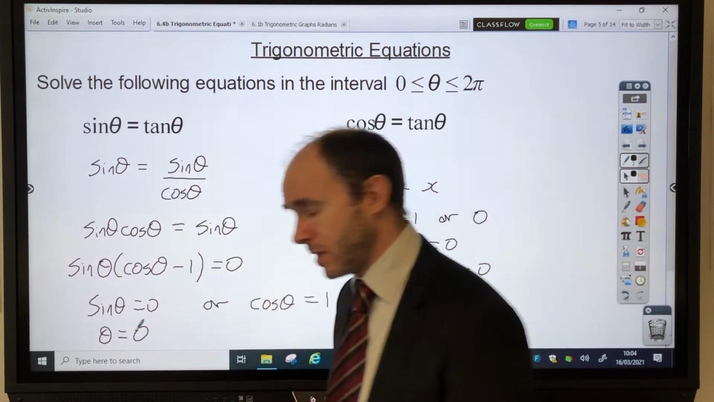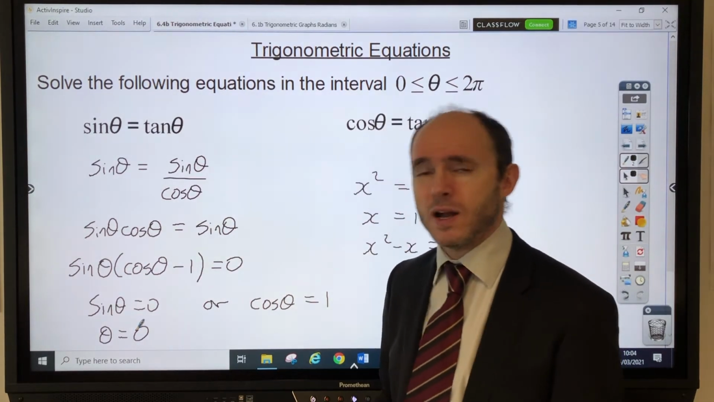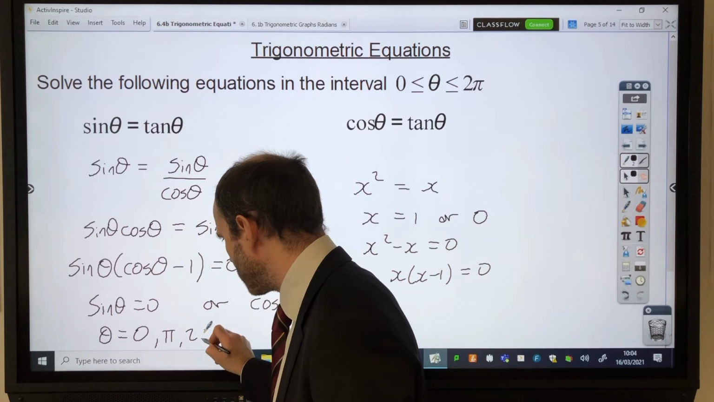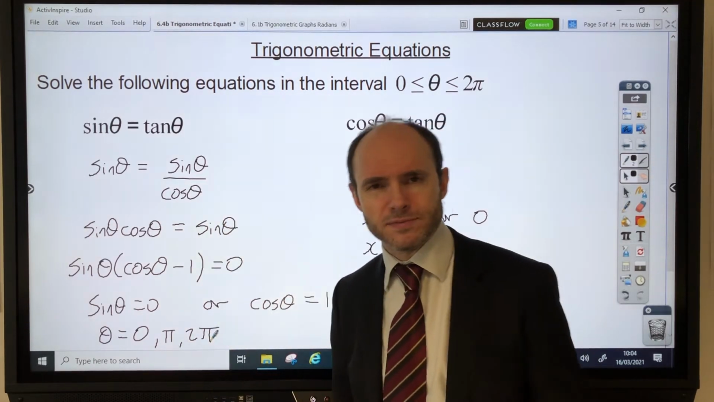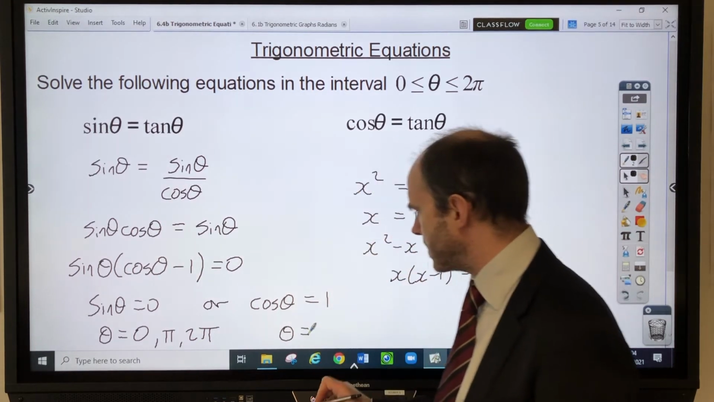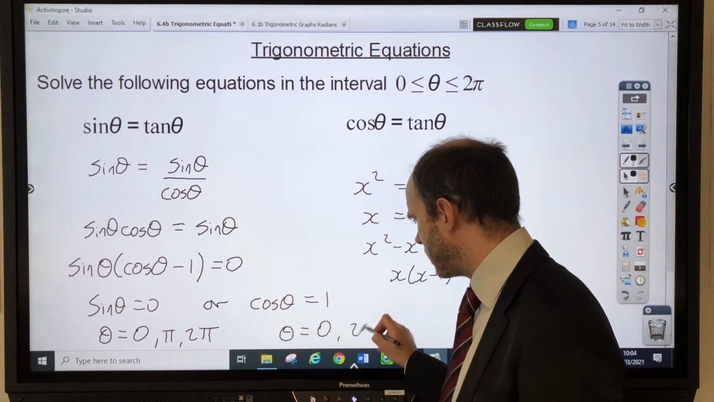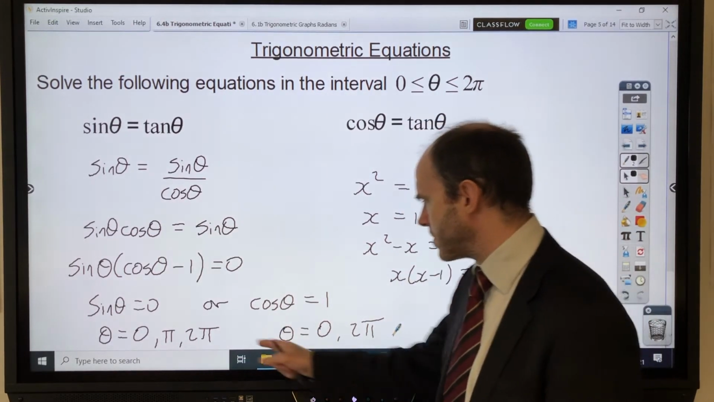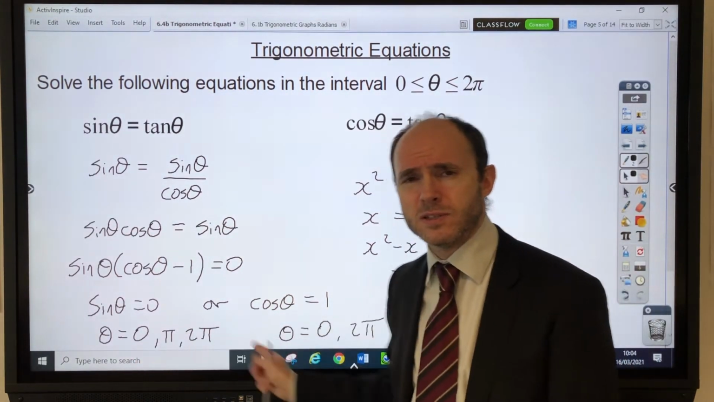So obviously, I hope sine 0 is 0, and of course sine pi and 2 pi are also 0. You can get that from the sine graph, of course. And then cosine theta is 1, so you've got theta is equal to either 0 or 2 pi. Okay, so those are your solutions. Yes, I've written 2 pi twice. Yes, I've written 0 twice.